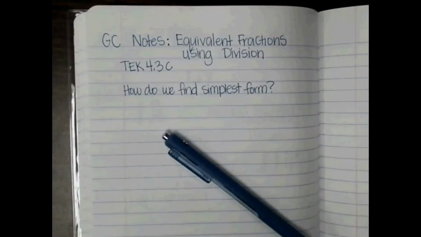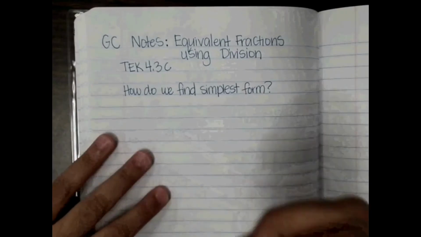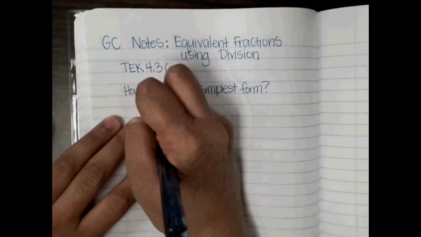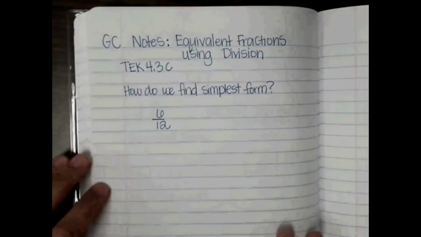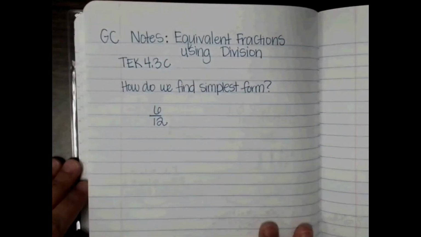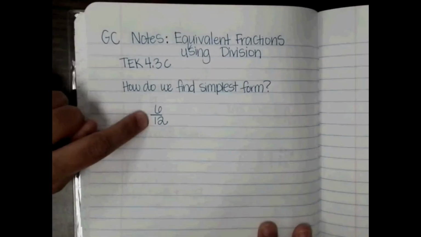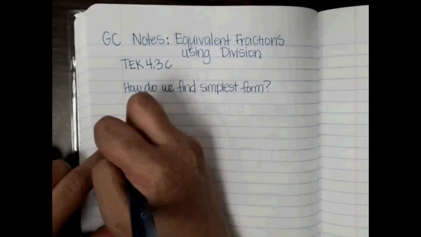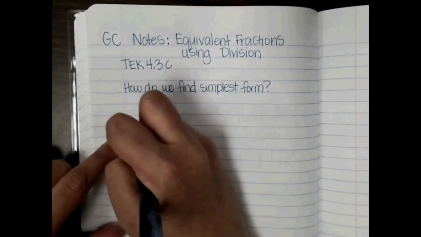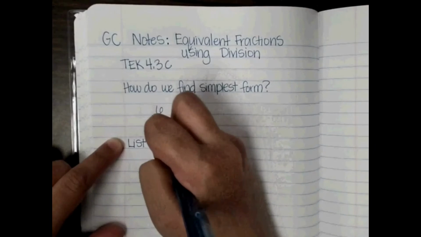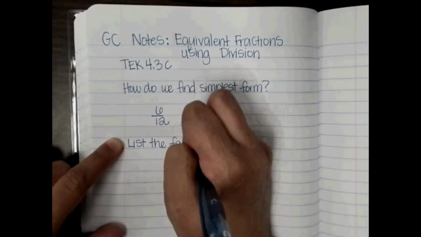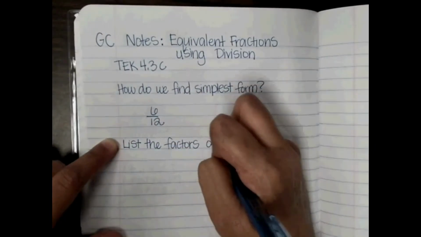So in the video, the example I used was 6/12. Simplest form is when you find an equivalent fraction but using the fewest amount of pieces possible. So if we're looking at 6/12, you have to list the factors of the numerator and denominator.